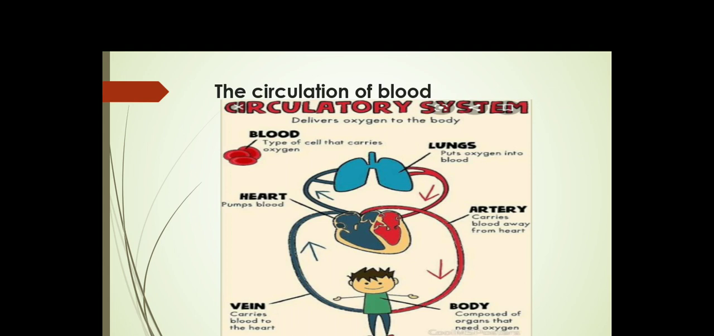Now what will happen children? Blood from the whole body will enter. This is my right hand. So blood will enter through the right side of the heart. Blood will come and enter the heart through the right side. Now the heart will pump the blood to the lungs.